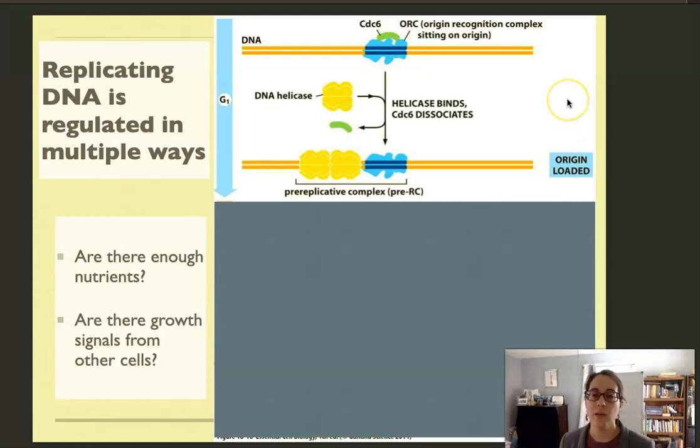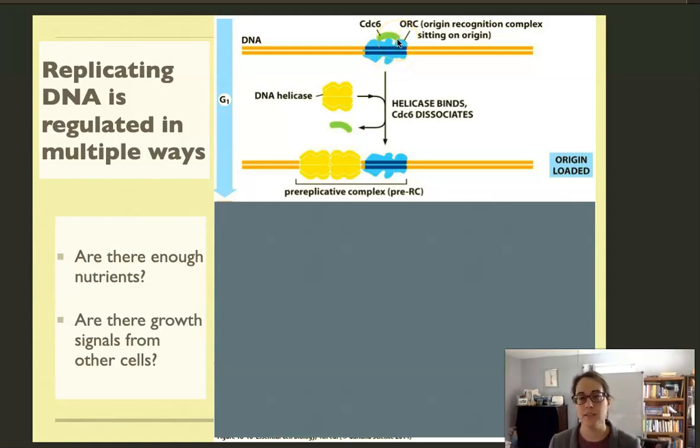And so some of the molecules that participate in this regulation are actually DNA helicase, CDC6, and the ORC. And so the ORC is a protein that binds to the origin of replication, and stands for origin recognition complex. And then CDC6 is a protein that binds to that. So they block helicase from binding to the DNA.